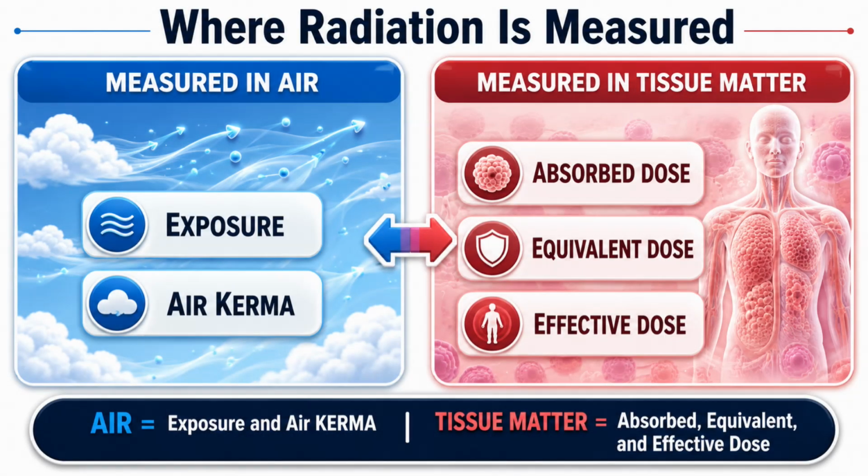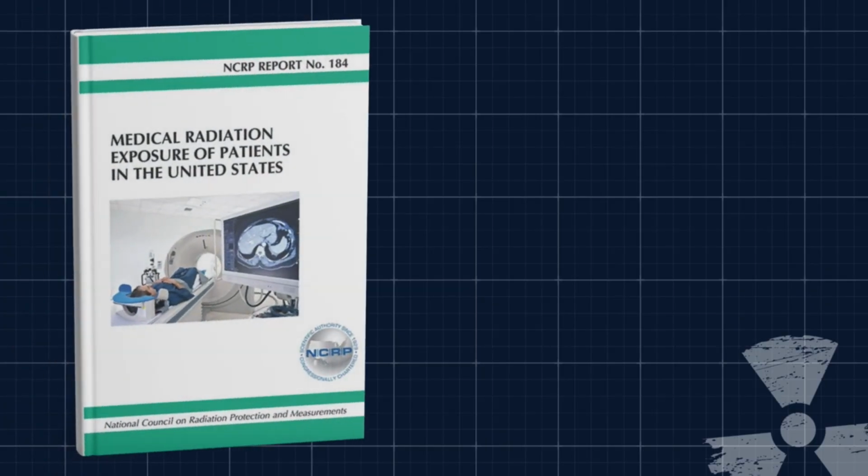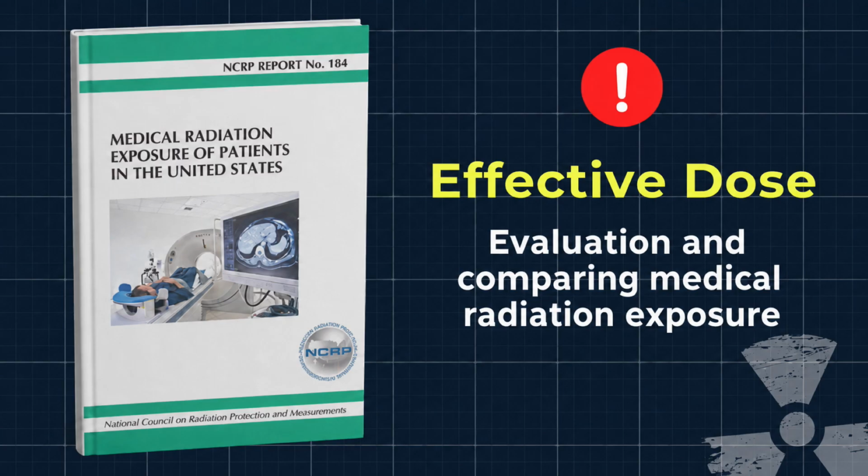Now, before we begin, just keep this one major distinction in mind. Radiation measurements are divided into two categories, air and tissue. Exposure and KERMA describe radiation measured in air, while absorbed dose, equivalent dose, and effective dose describe radiation measured in tissue matter. The NCRP report number 184 is also important in our discussion because it uses effective dose as a major quantity for evaluating and comparing medical radiation exposure.